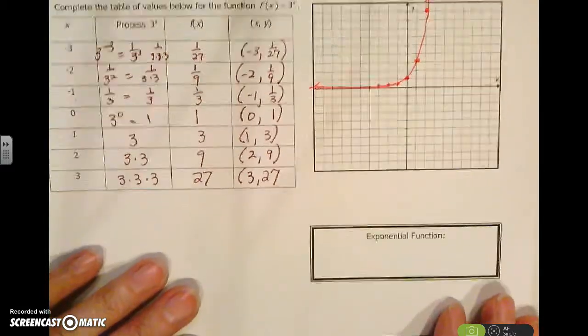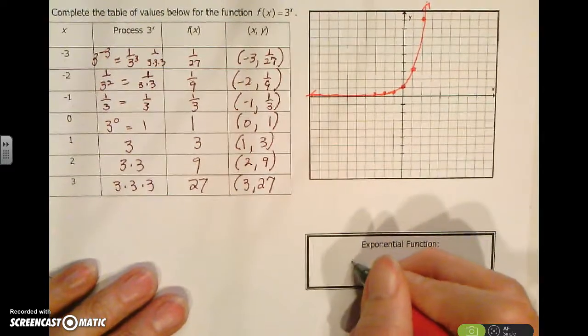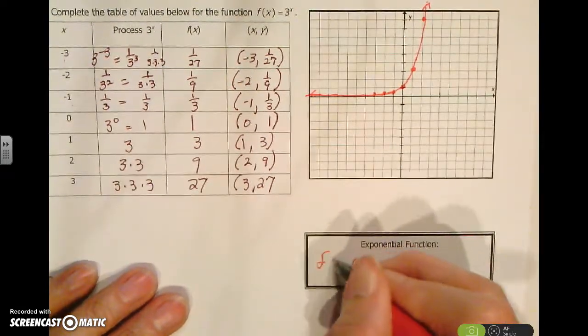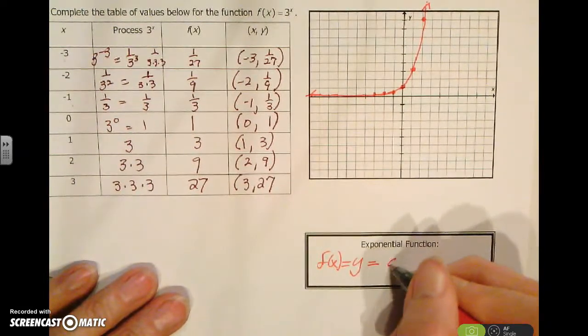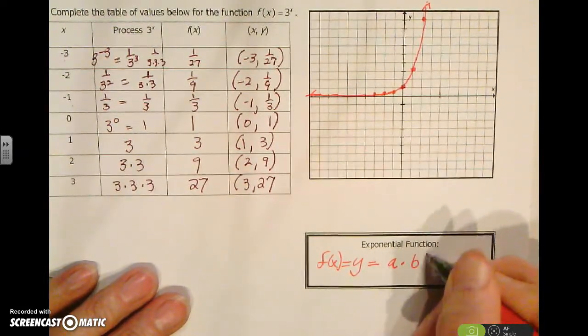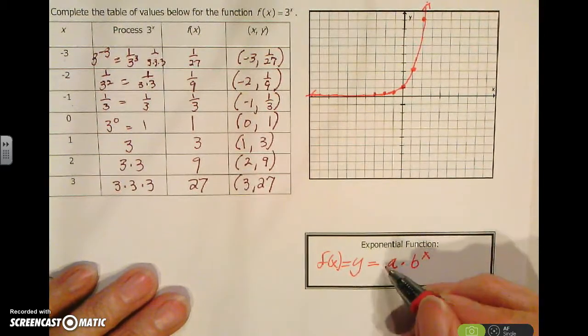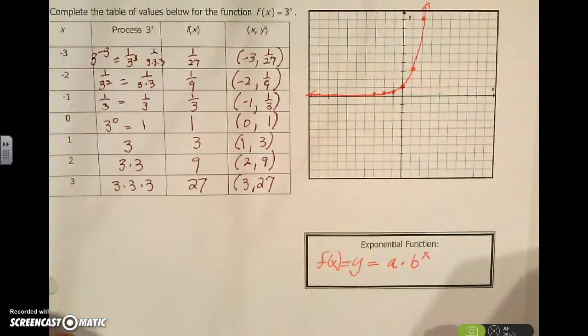F of x is 3 to the x. In general, an exponential function is going to look like this. We're going to have y, or f of x. I'll put f of x is equal to y is equal to a times b raised to the x power, where x is going to be our variable. A and b are both numbers, real numbers, and then x is a variable that changes, that we substitute.